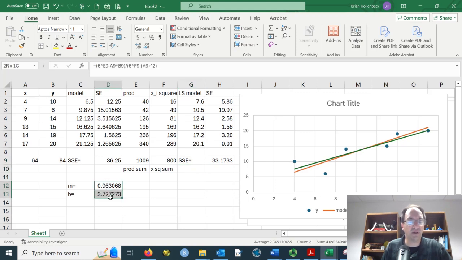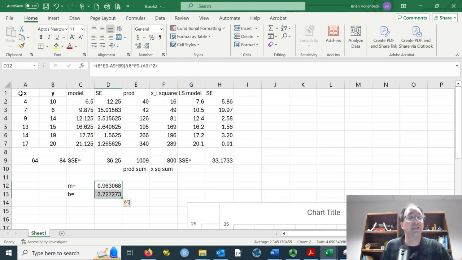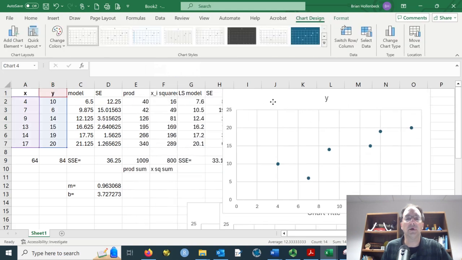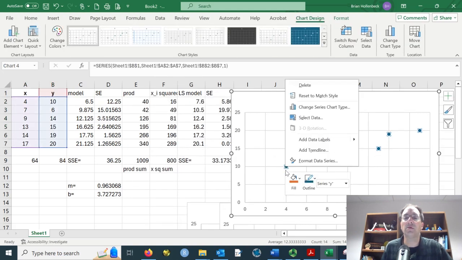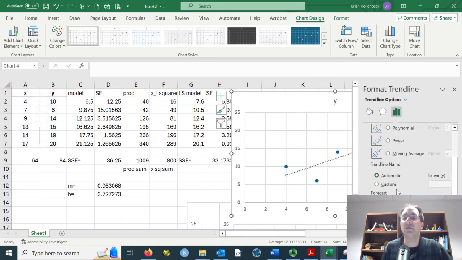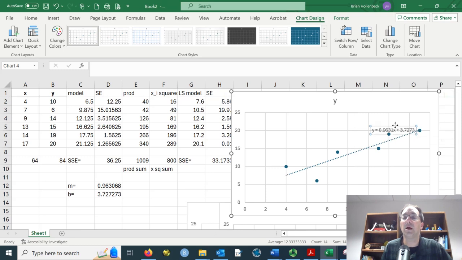Now, this is just kind of verifying how these formulas work and that it can be done by hand. So let's say I wanted to have Excel do this calculation for us because we don't want to do all these calculations by hand if we can avoid it. I can just select the data, insert a scatter plot. And then I can add a trend line, make sure it's linear, make sure I can see the equation. And sure enough, Excel gets the exact same thing we do.